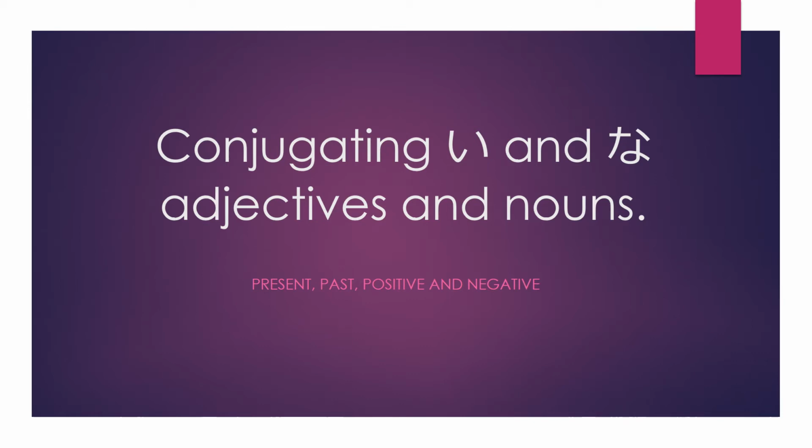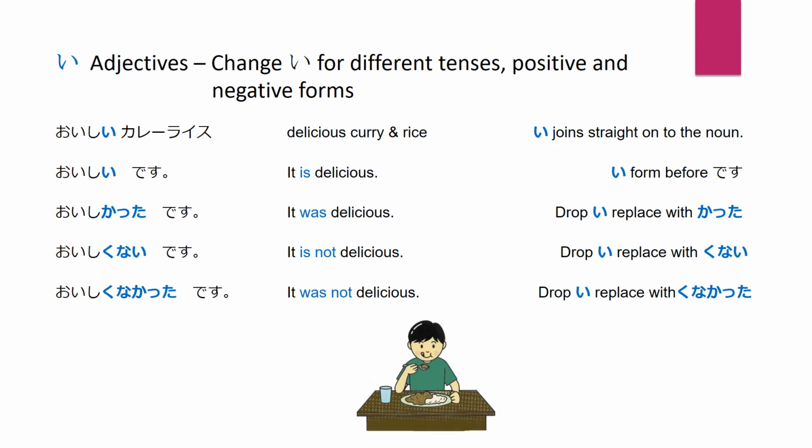Conjugating adjectives, adjectives, and nouns. When conjugating adjectives to make them past, present, positive, and negative, it's the i on the end of the word that changes. And using adjectives, we can join them straight on to a noun without changing anything. For example, oishii kare raisu means delicious curry and rice. It's the same word order as English too, with adjectives and nouns.